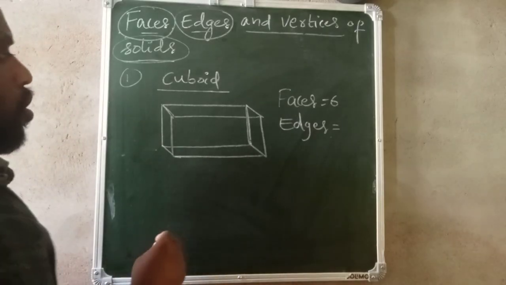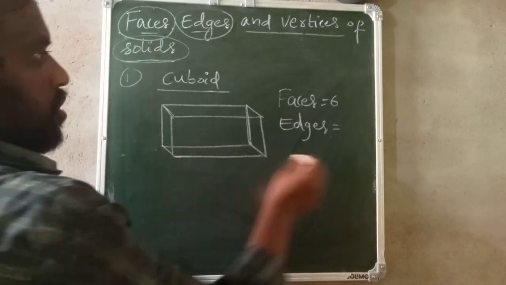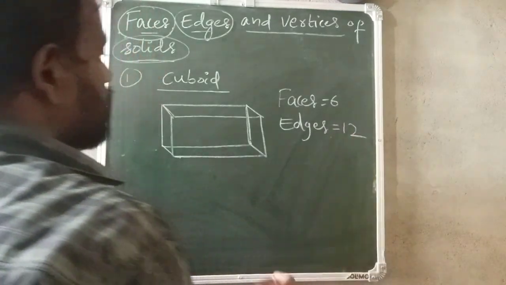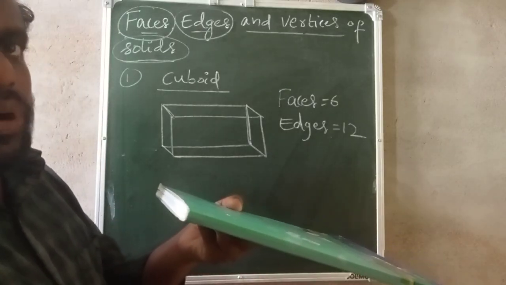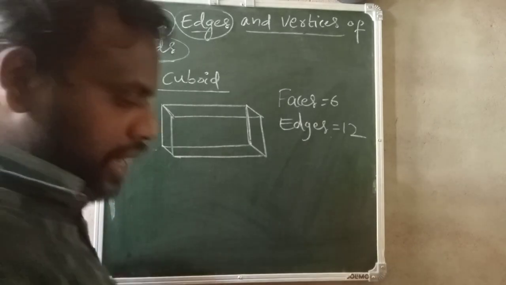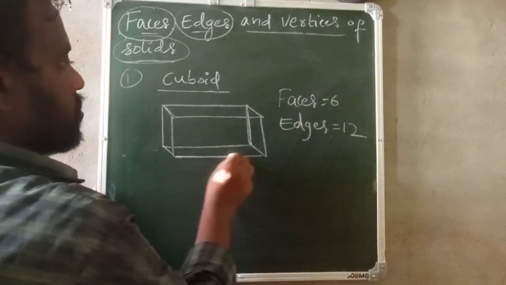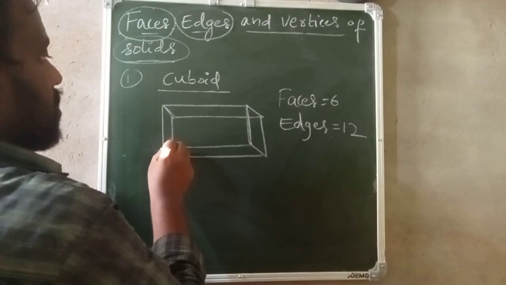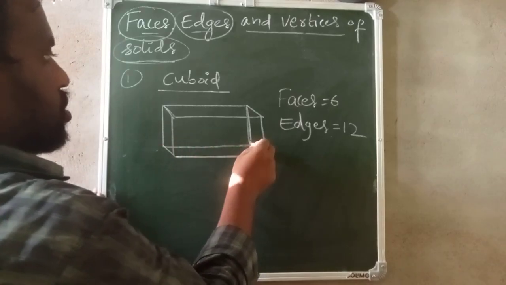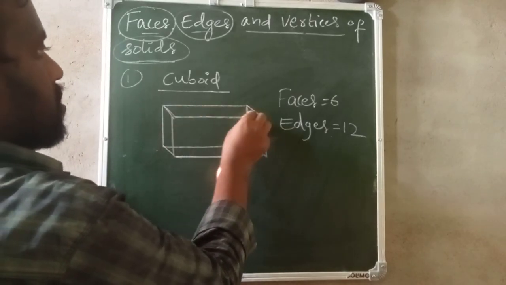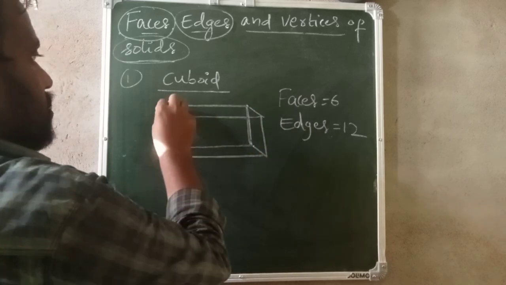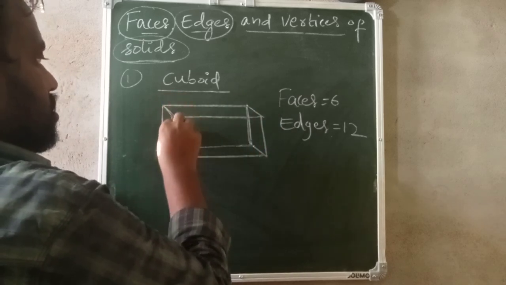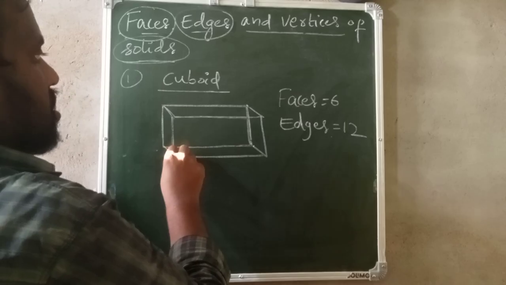So in the figure, if you want me to show, edges is equal to 12, right? So in the real life example, I have shown you what are edges. So on the diagram, same thing. How can I say? So this is one edge. Okay. This is second edge. Okay. This is third edge. This is fourth edge. Fifth edge. Sixth edge.